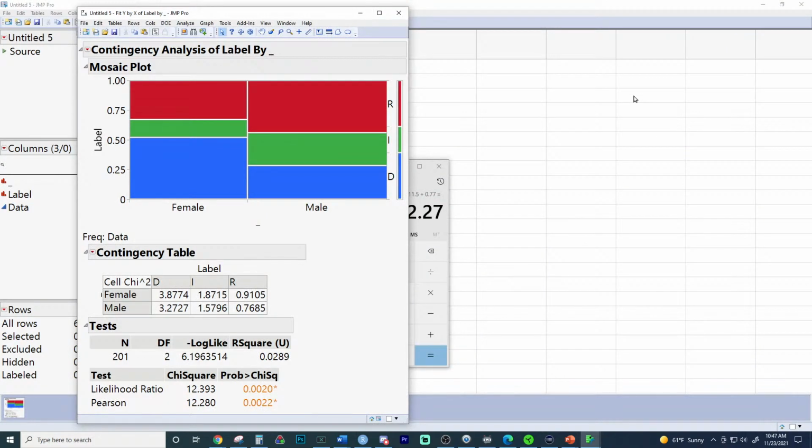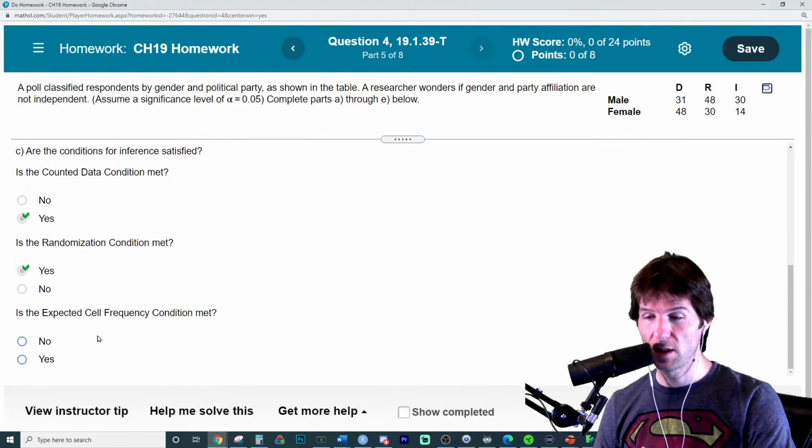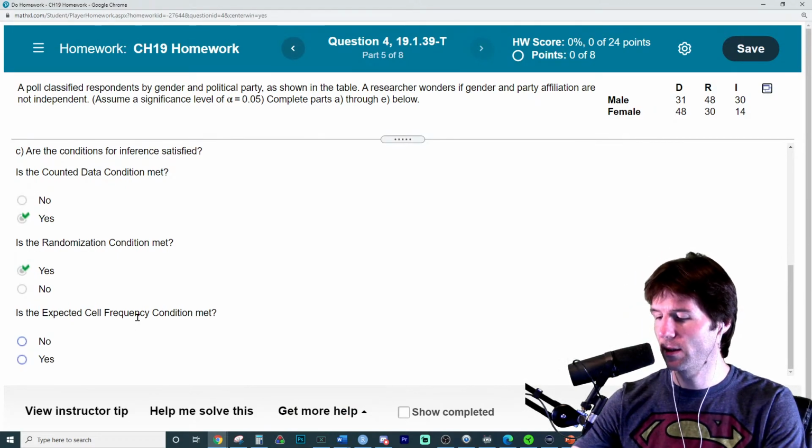So that's got it. That's our answer. And we should have everything we need for the question now. Let's go take a look at the question. Is the expected cell count met?